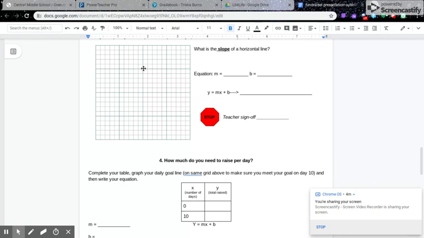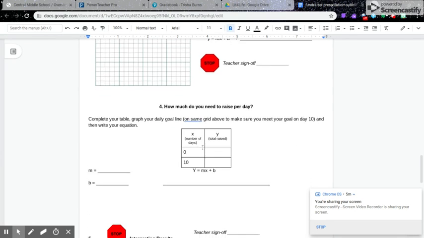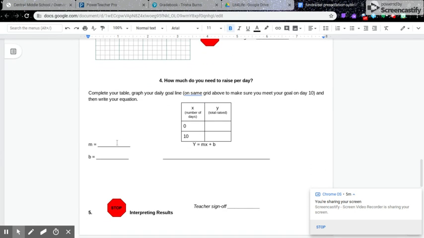I'm going to, again, just pretend it's this line, and then you're going to draw a straight line. Well, that's not very straight, but you're going to draw a straight line from your 0, all the way up to your goal amount. Okay. So now you'll have two lines on that graph. And then you can write your equation.